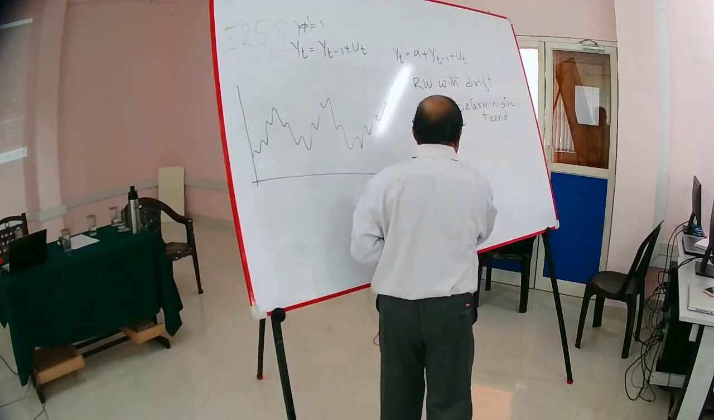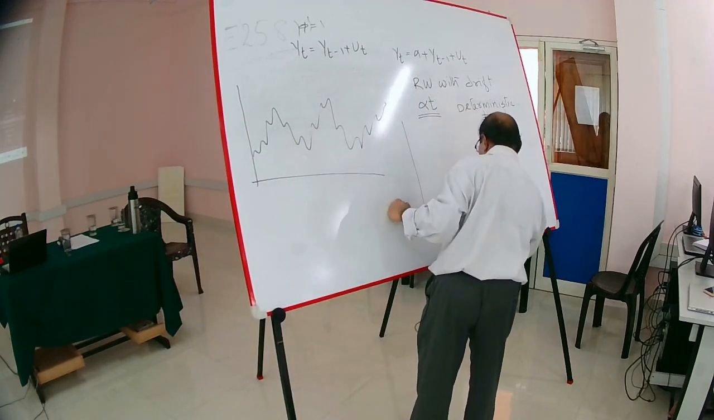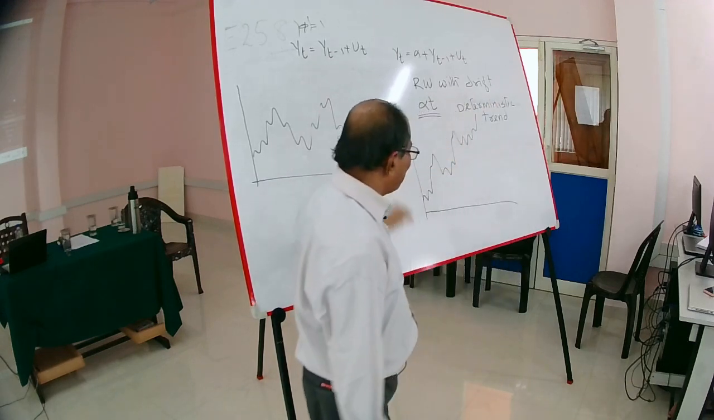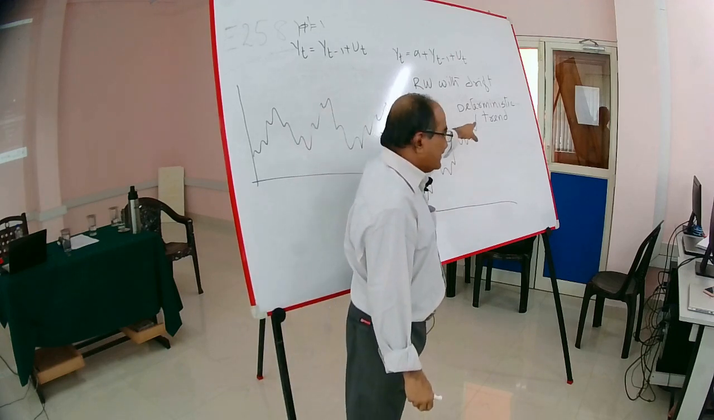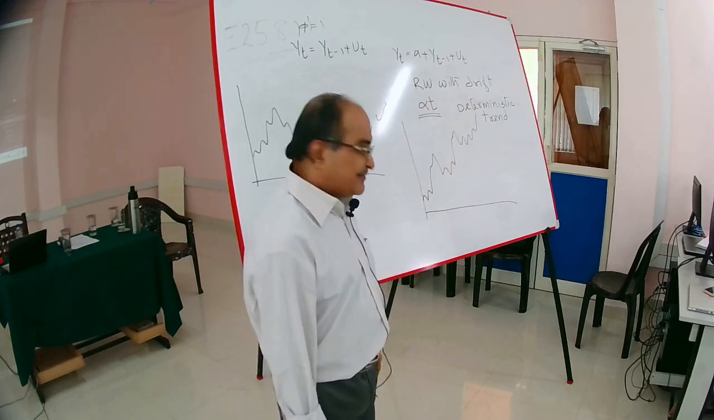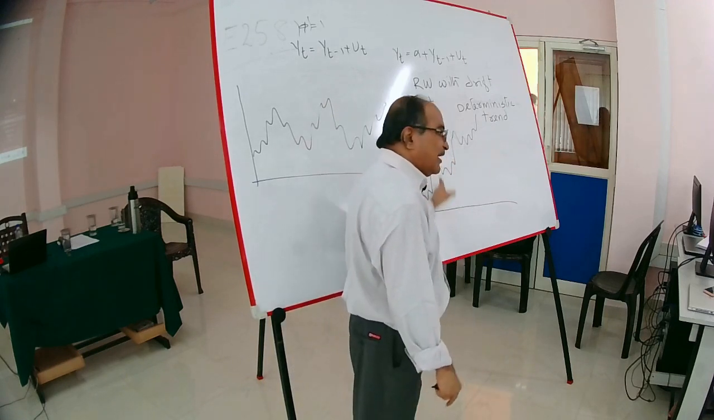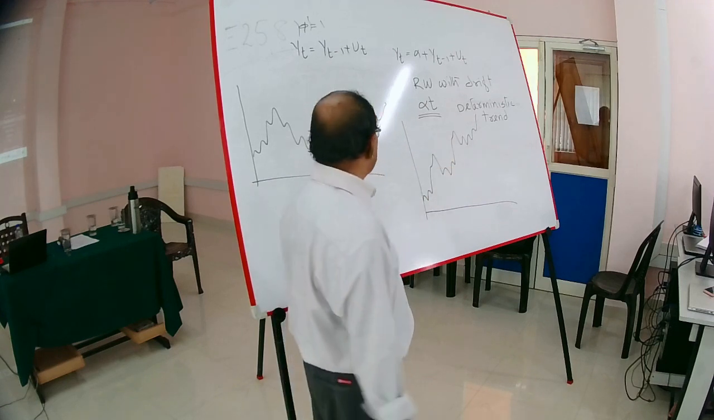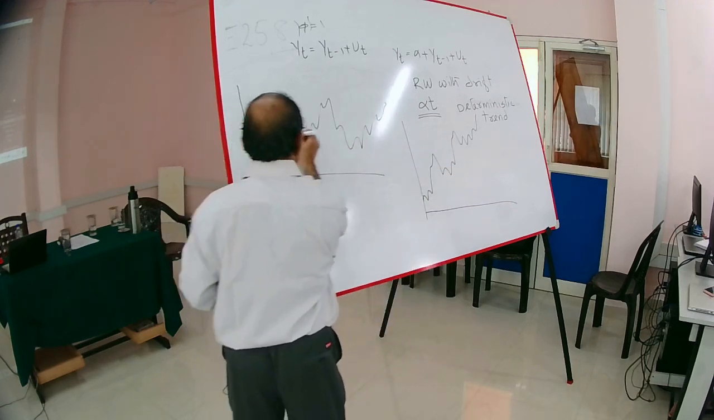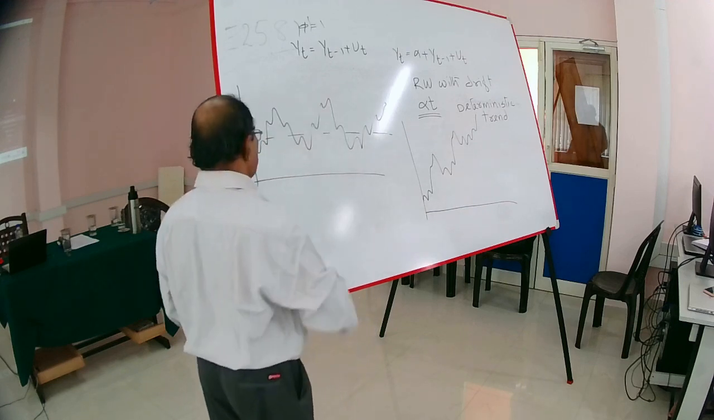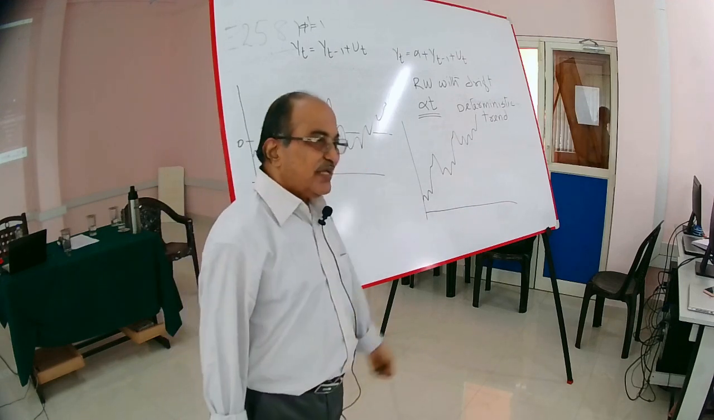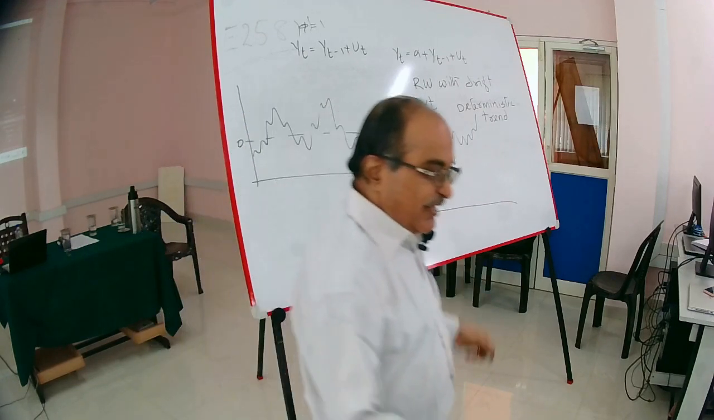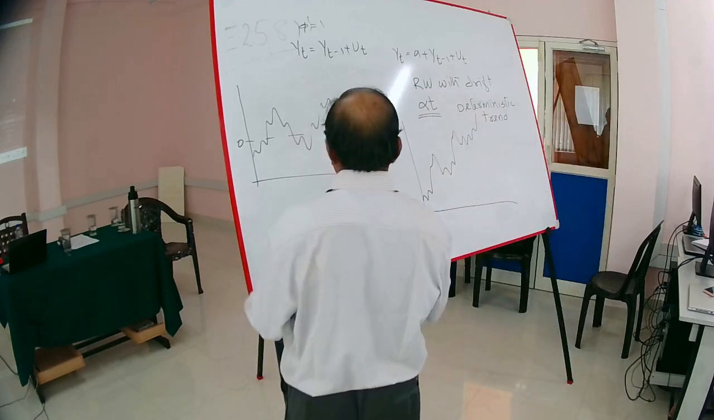Similarly, for the random walk with drift, we will have a plot like this. What is the difference between these two? Here there is a deterministic trend. At the same time, around the trend, we have the random walk. Got it? Around the trend, there is a random walk. Here the trend is, say, 0. The trend is like this. So we have the random walk with drift and without drift.